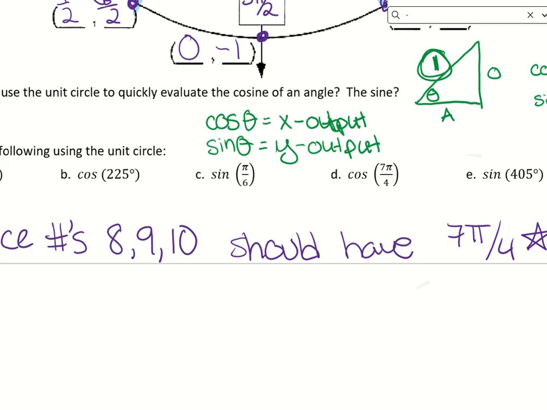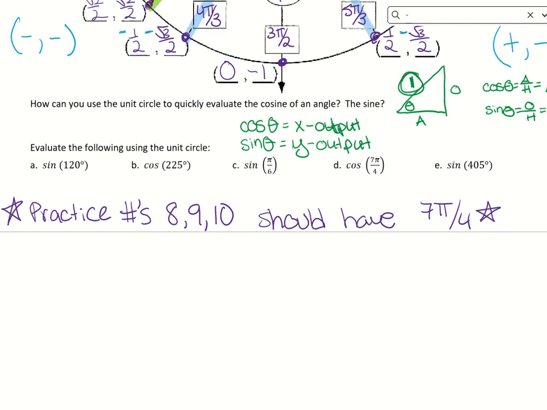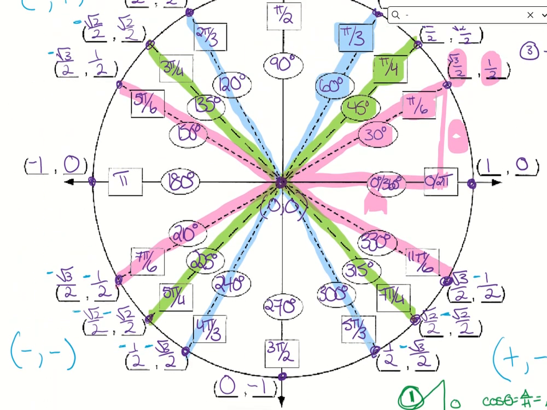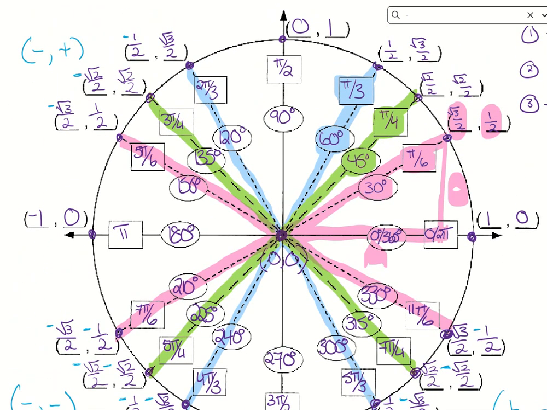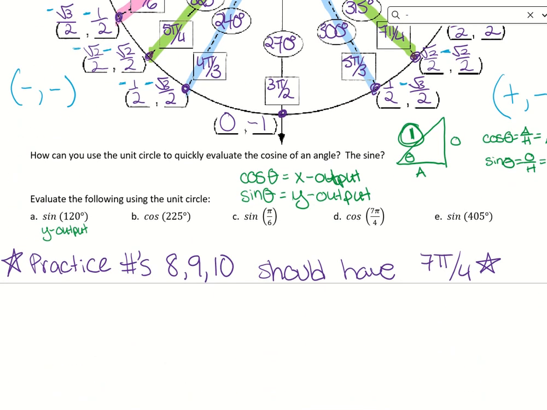So let's evaluate some of these. Let's start with sine of 120 degrees. That means we're going to look for our y output at 120 degrees. So you'll go up to your unit circle, you'll find 120 degrees, and then you'll look at your y output right there, and it's going to be root 3 over 2. And so our answer is going to be root 3 over 2.